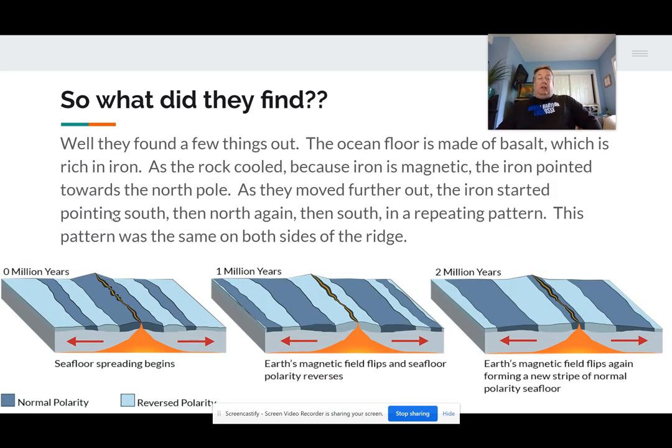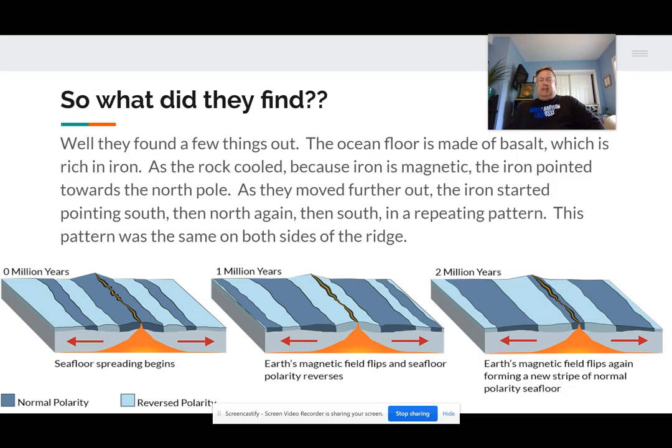Okay, so unlike the continents, which were primarily made out of granite, we find that the ocean floor is made out of basalt. Okay, and basalt, if you remember from a couple of months ago, is an igneous rock. Okay, it is rich in iron, which is Fe on the periodic table, so it has a lot of iron in it.